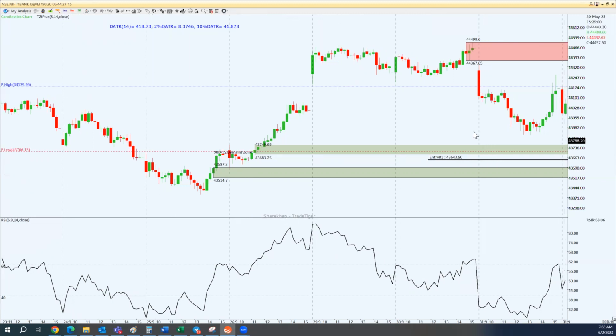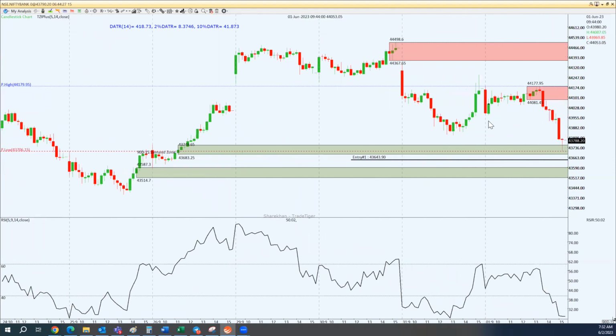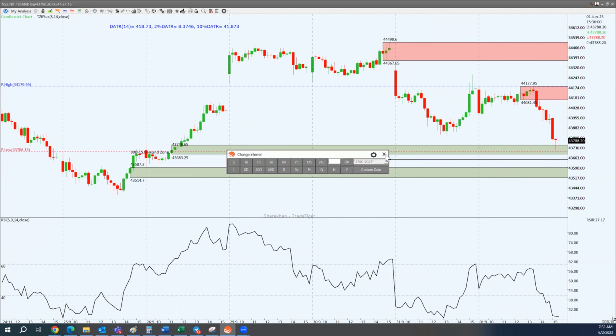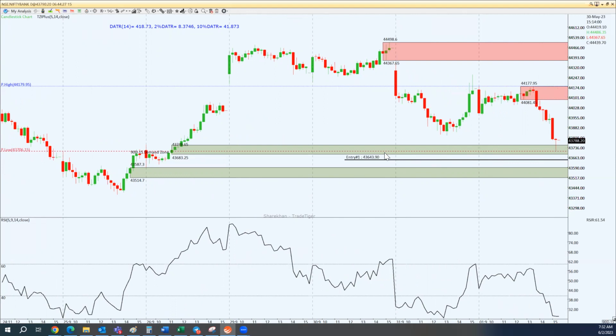So what happened during the day? It didn't give any entry. Almost at the end of the day, the price touched the demand area and we saw a small pullback from there. Let me show you how we traded yesterday. I'll take you back to the 5 minutes. See, the market is unique every day. You can't simply follow one thing.